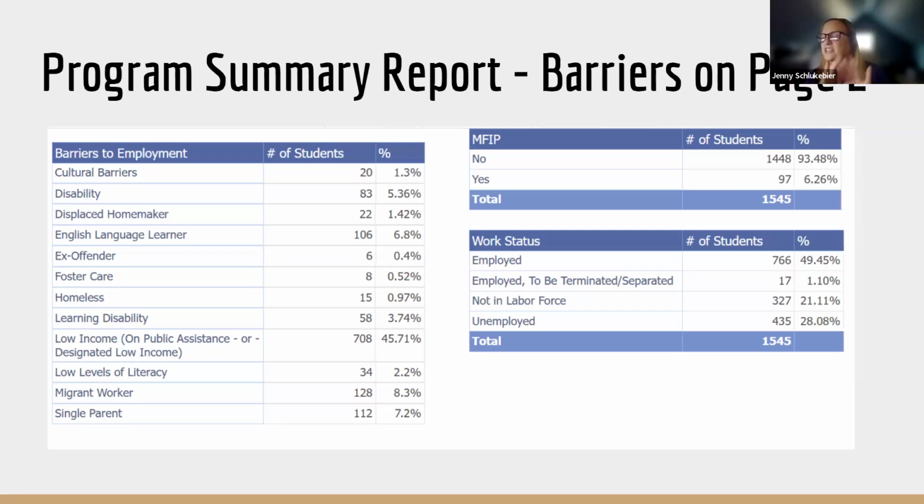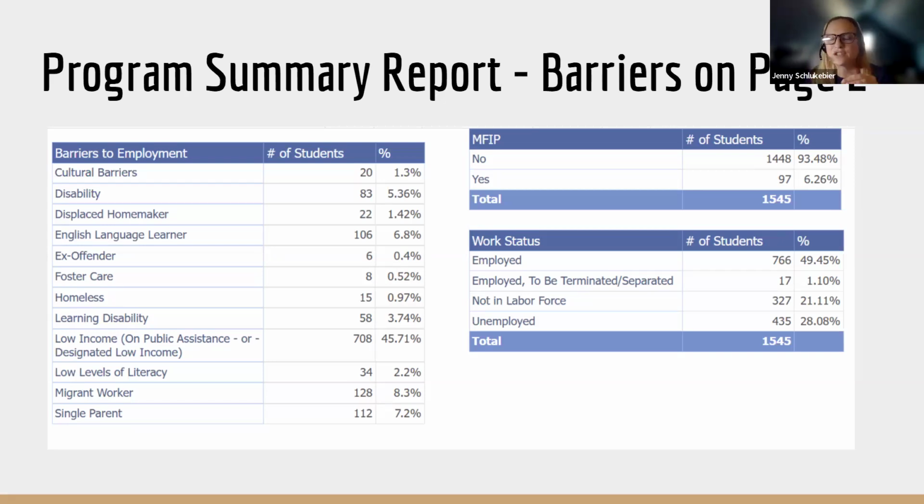On the first page, it gives you a summary of your students: how many are in each age range, how many are in the different racial and ethnic groups, and how many are at the different ed levels at intake. On the second page, we have now put the barriers to employment. It's going to count how many students you have with the barriers that we were just discussing.